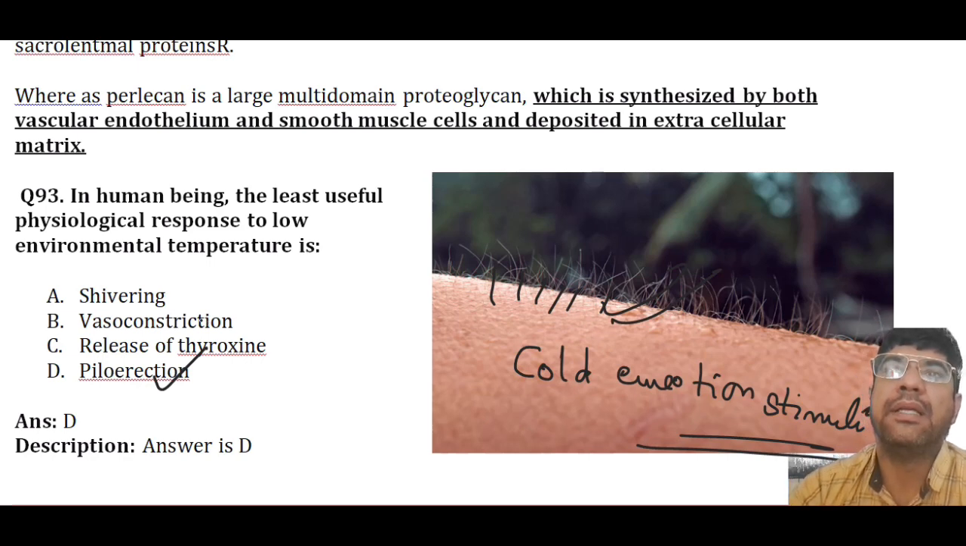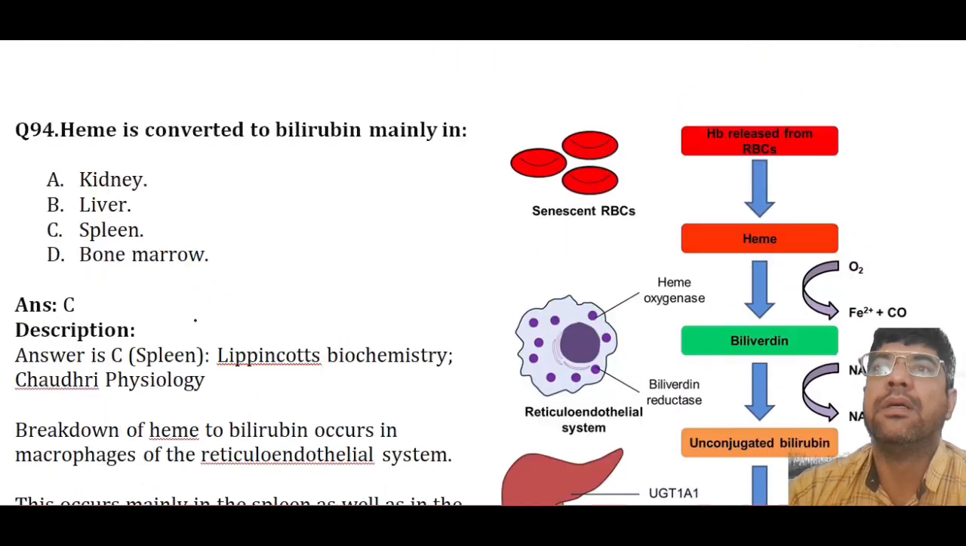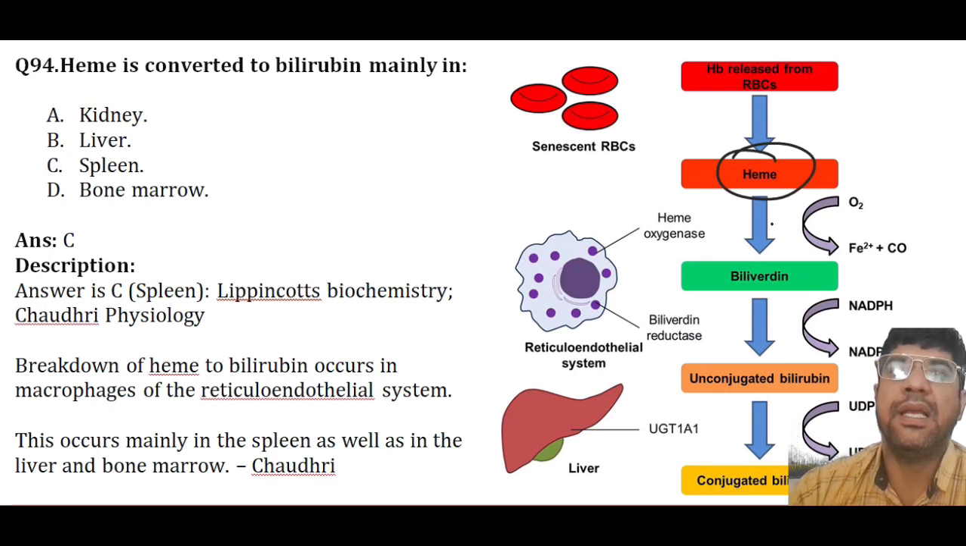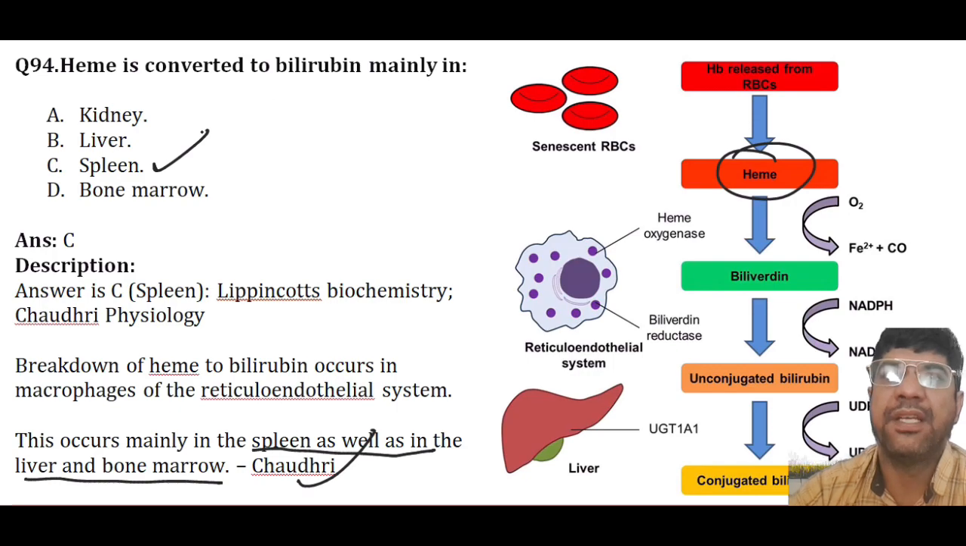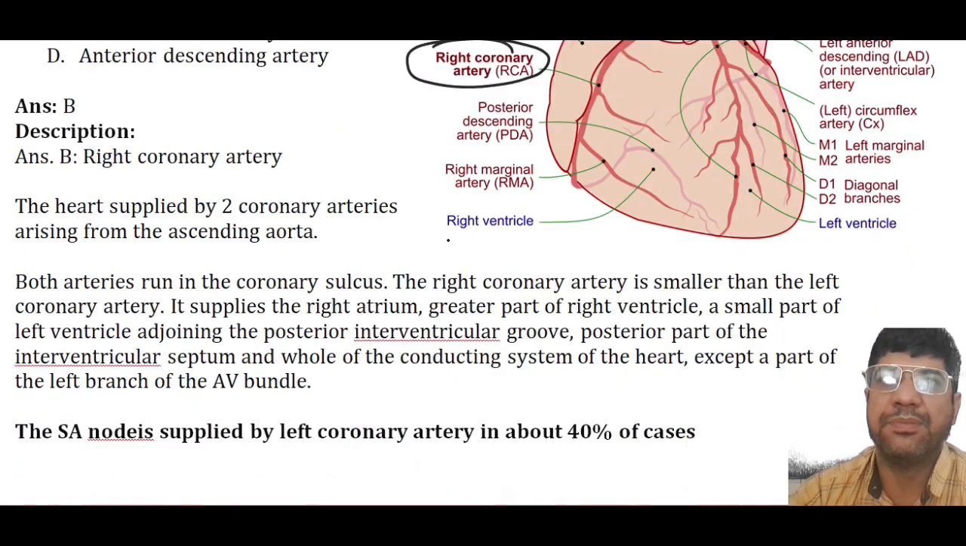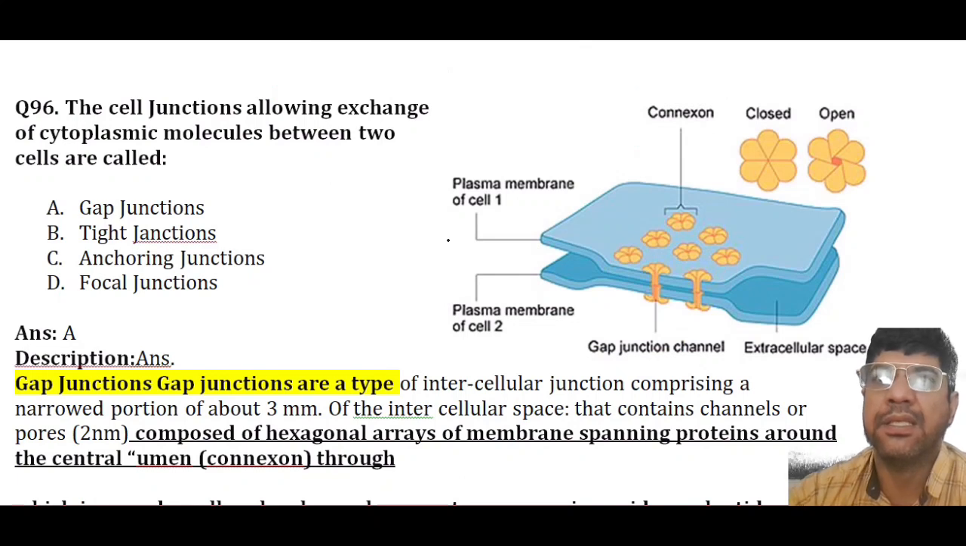The heme is converted into bilirubin mainly in the spleen. The breakdown of heme to bilirubin occurs in the macrophages of the reticuloendothelial system, that occurs mainly in the spleen as well as in liver. So answer is spleen. The blood supply of SA node is right coronary artery. The cell junction that allows exchange of cytoplasmic molecules between two cells are the gap junctions.